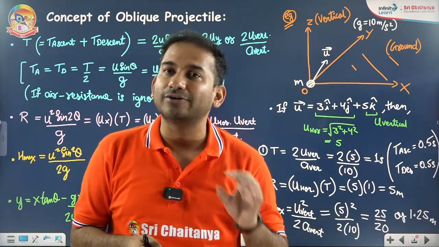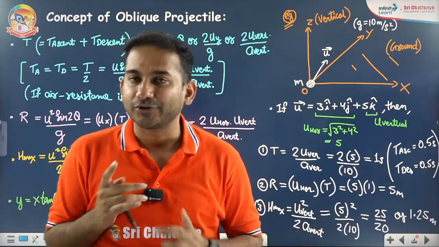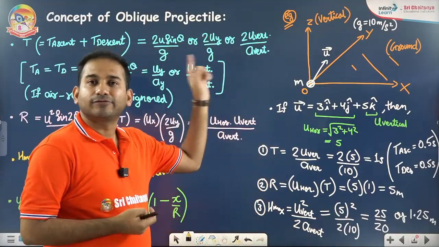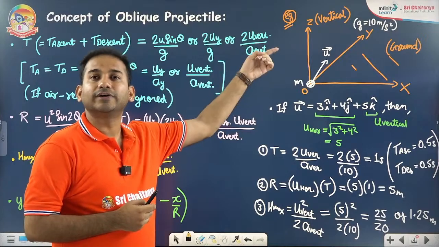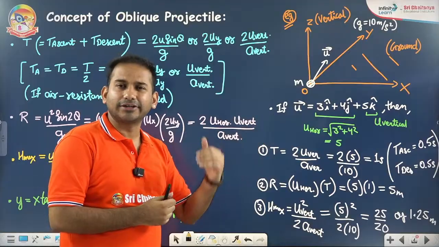Because if it is in x, y, z, all the axes, then you don't have to deal with ux or uy or uz. Nope. You have to deal with u horizontal and u vertical. So time of flight formula is twice of u vertical by a vertical. A vertical will be naturally g here.